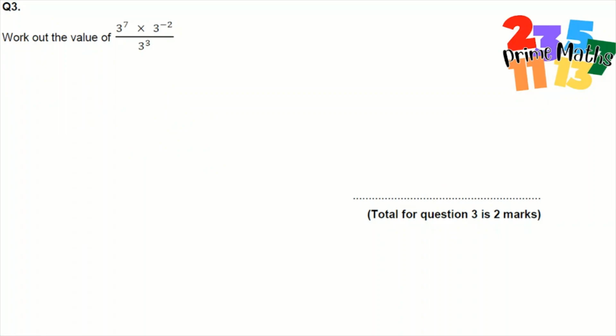Question 3 is an indices rules question. When we multiply indices, we add the powers, so we end up with 3 to the power of 5. And when we divide with indices, we subtract the powers, so we are left with 3 to the power of 2. It wants the value of this. The value of 3 squared is 9.